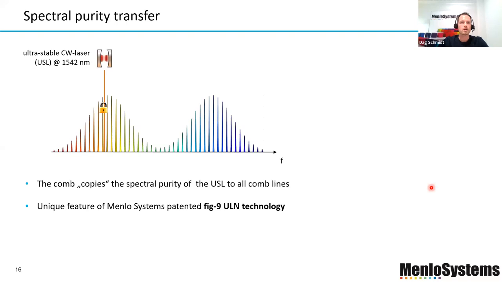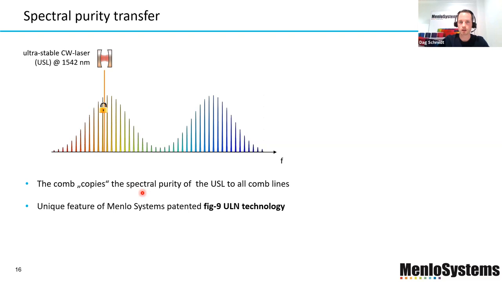Okay, so I now said we can do spectral purity transfer. I can, of course, claim a lot, but can we also prove this? Yes, we can. How do we do this? Well, we take an ultra-stable laser, USL in short, at 1542 nanometers, and we lock our frequency comb to the laser. Then we have a wavelength extension, which also goes to the visible domain. And now the claim is that the comb copies the spectral purity of the ultra-stable laser to all comb lines, and that this is a unique feature of Menlo Systems' patented Figure 9 ULN technology.